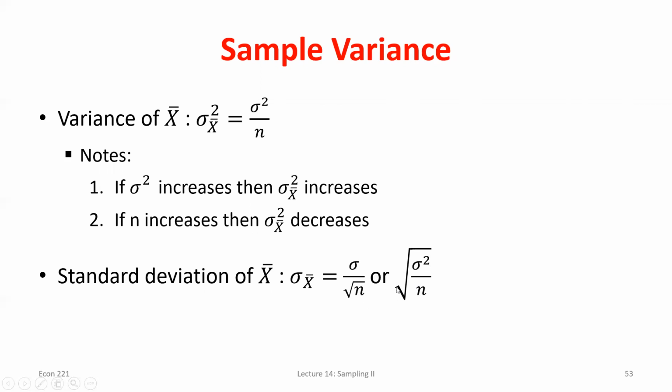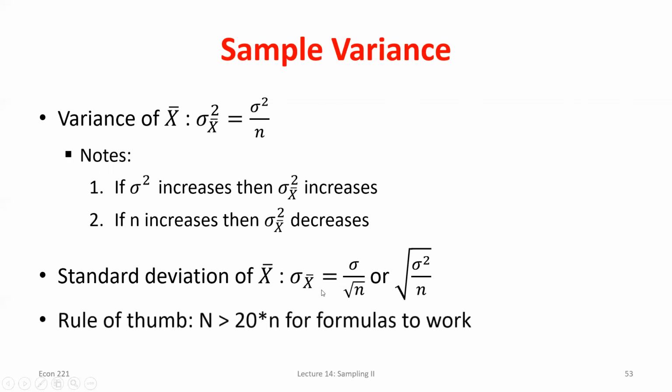And we'll see them, depending on whether we're given the variance or the standard deviation, sometimes one of these is easier than the other to use. And then this is a rule of thumb. This just means our sample sizes can't be too large. I'll never give examples where this doesn't hold, so we don't have to worry about this for right now.